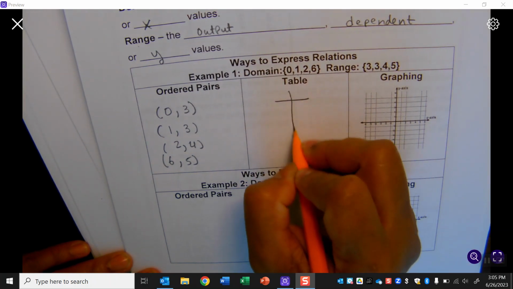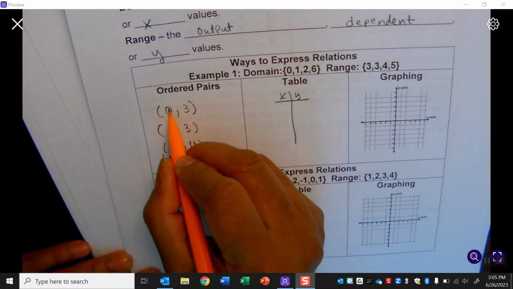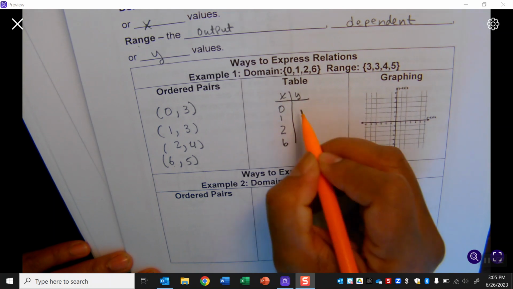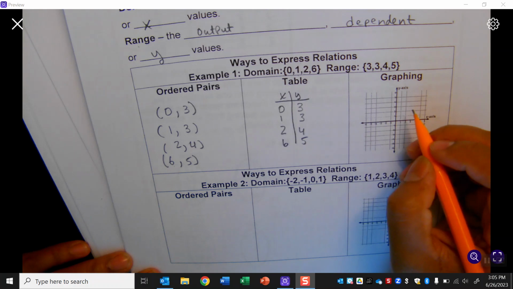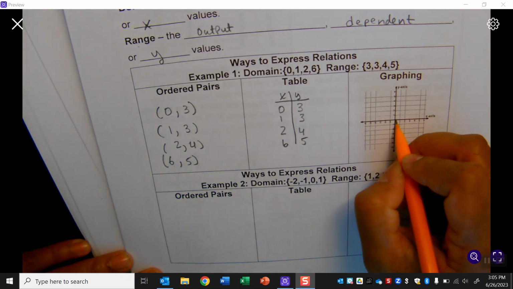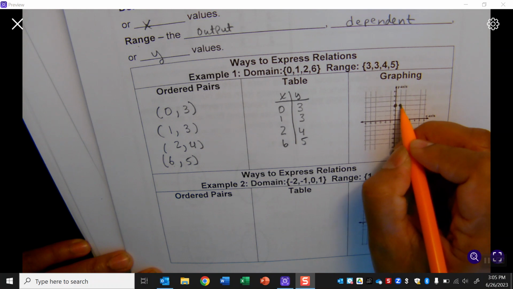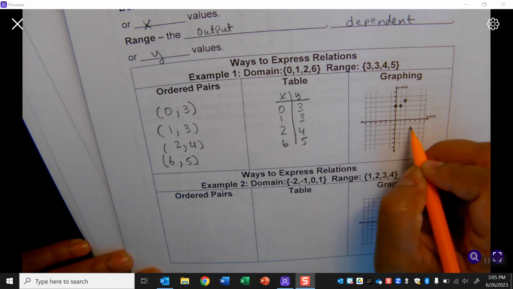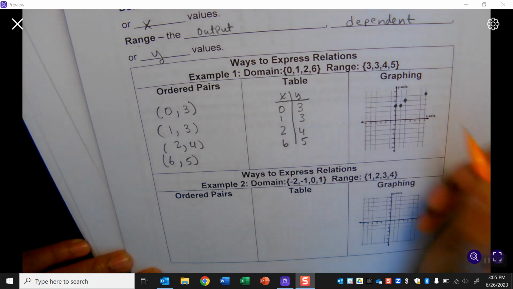You can write this as a table. So you have your x values and your y values. So 0, 1, 2, and 6 go to 3, 3, 4, and 5. And we can also graph them. So x is 0, y is 3, x is 1, y is 3, x is 2, y is 4, x is 6, y is 5, something like that. Okay.